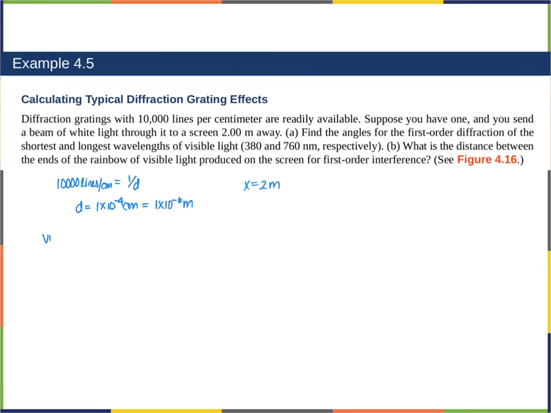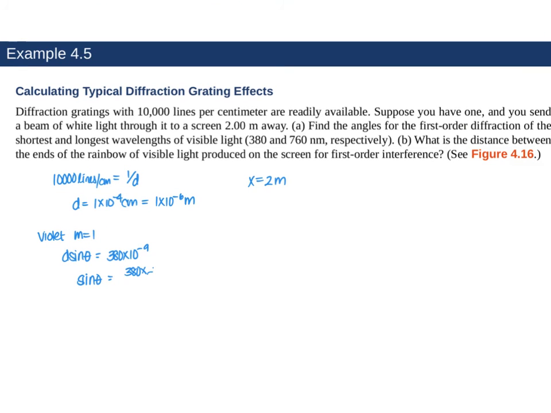So if we do the violet and m equals 1, we're looking at d sine theta equals the wavelength, 380 times 10 to the minus 9. If we look for that angle, we find the angle for the violet corresponds to 22.3 degrees.